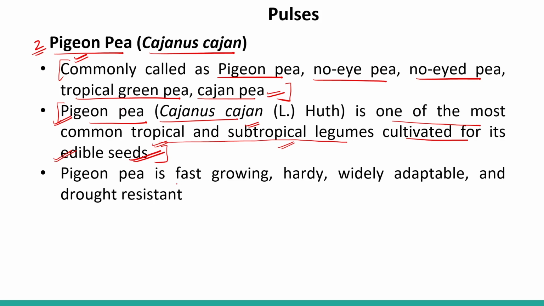Pigeon pea is fast growing, hardy, widely adaptable, and drought resistant. Very important, it is drought resistant, right? So it can be grown with less water, and it is very fast growing. This is one of the reasons that this particular type of pulse is favored for growing, right?